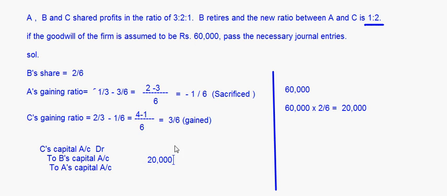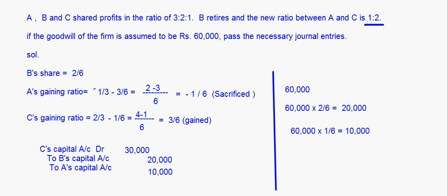So in B's capital account I'll put 20,000. And then A's share was 1/6, so 60,000 into 1/6 comes to 10,000 rupees. Here A will compensate C. A will be getting this much and C will be paying 30,000 rupees. C is the partner who has gained. So C will pay 20,000 to B and 10,000 to A, because A has also sacrificed. Clear?